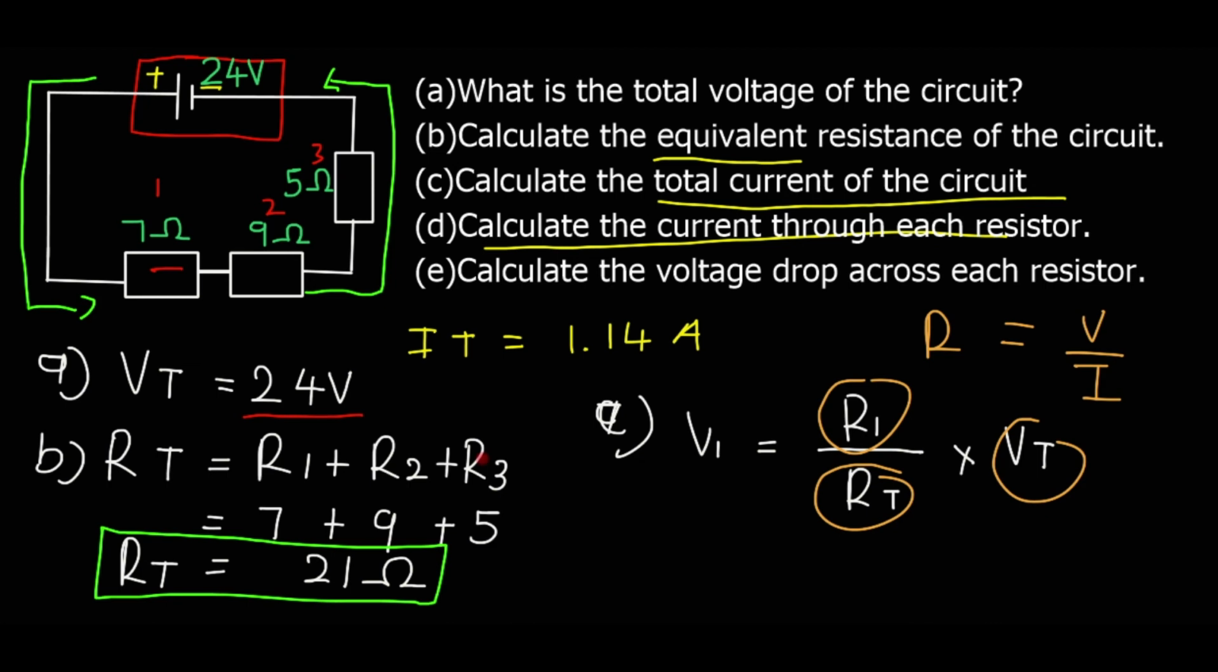So when you want to calculate V2 you will do the same thing, and substitute R2, and then R total is 21 and V total is 24. So it's all up to you which method to use. And then if you take the value of V1, add V2, and add V3, they will add up to 24 volts, because we know for a series connection V total is equal to V1 plus V2 plus V3 and so on. So those are the important things we must know for this series. And that's it for this problem.